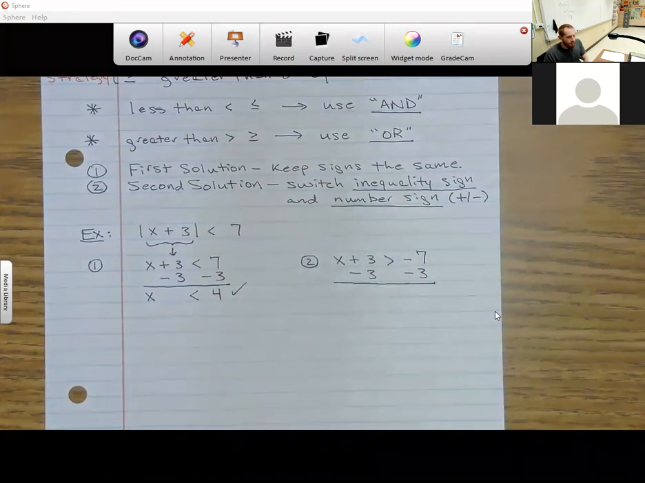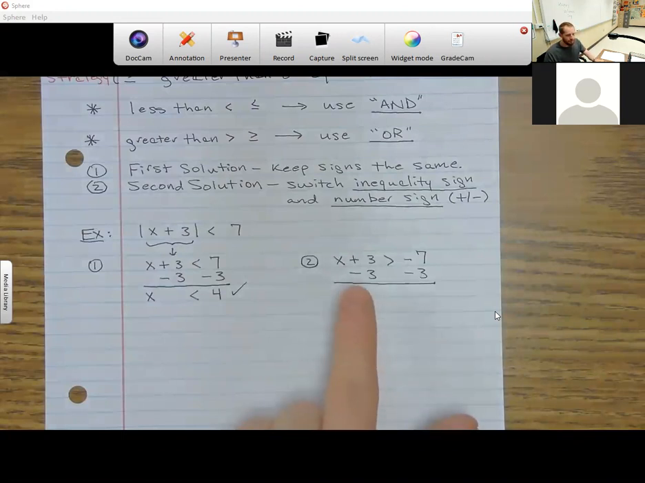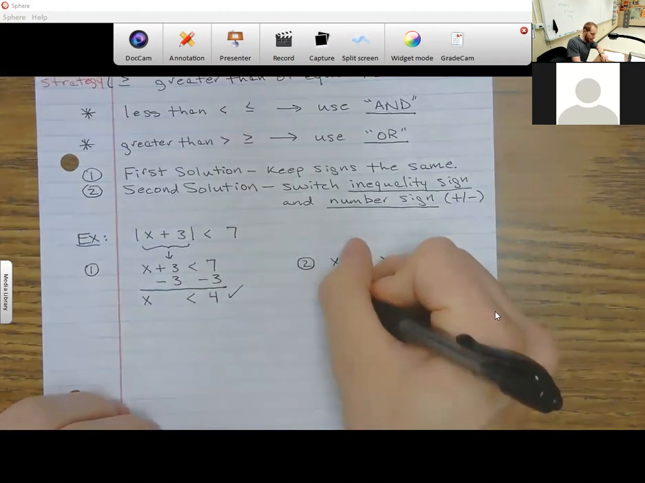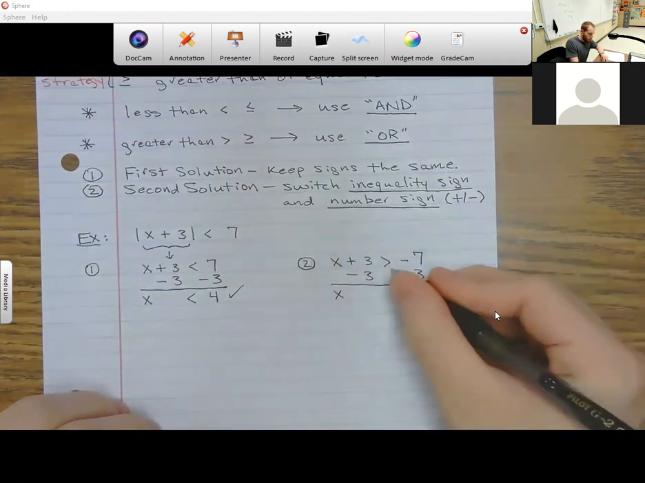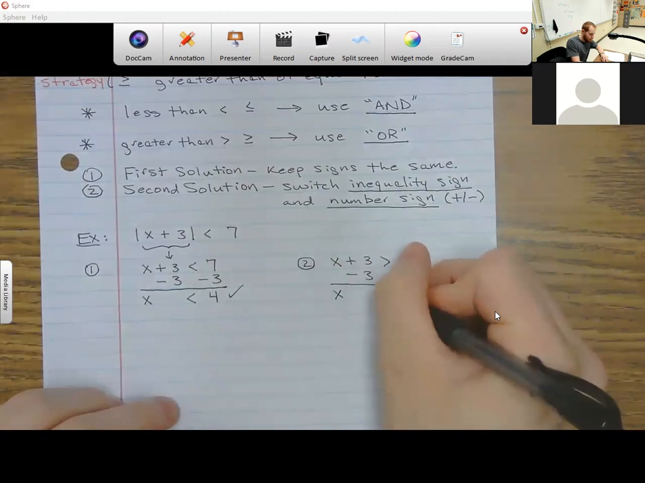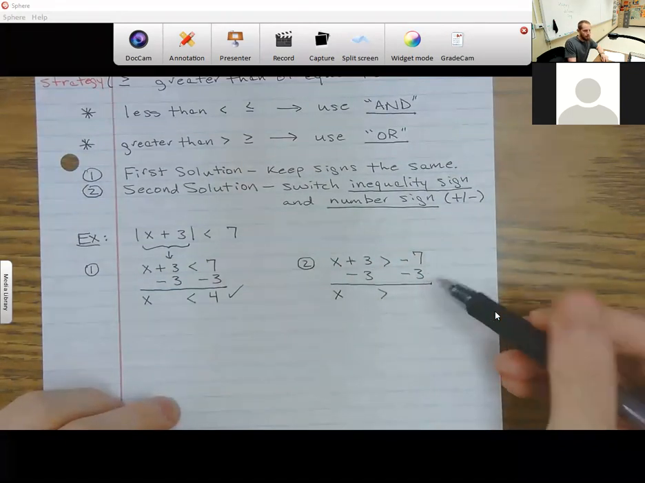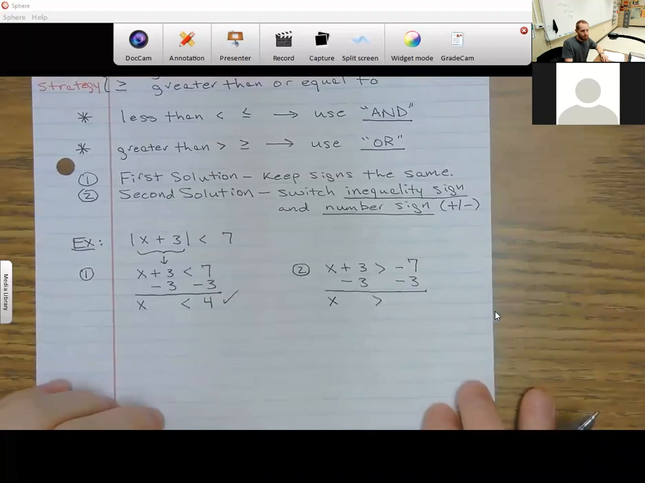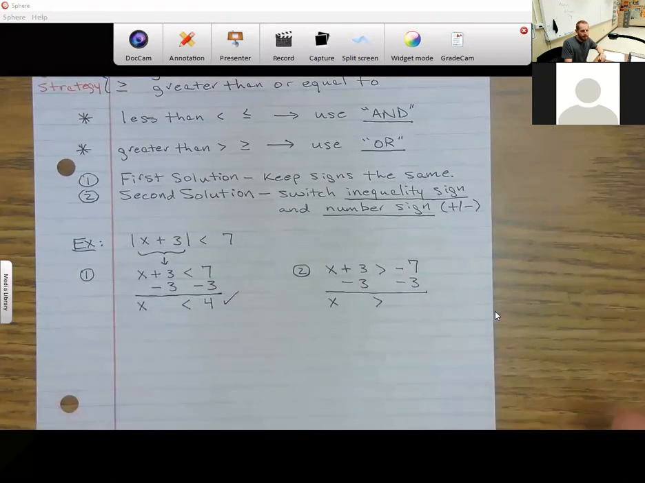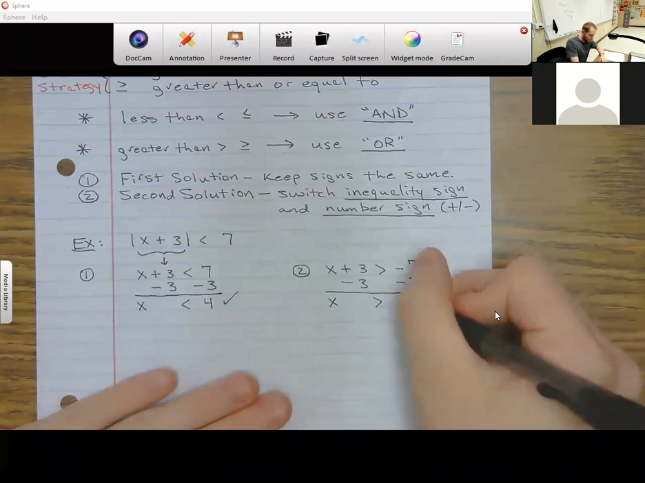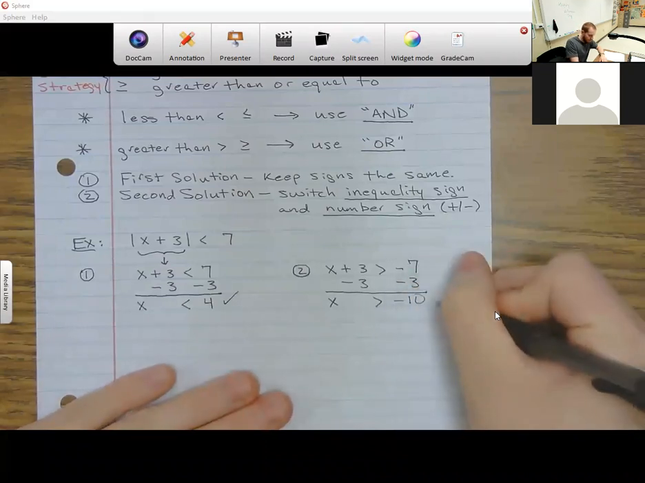So what about my second solution? What's that going to look like? Well, it's pretty much the same thing on the left side because the plus 3 and the minus 3 are going to cancel each other out. So the x is going to come down. The greater than symbol is going to come down. And then what's negative 7 minus 3? Negative 7 minus 3. That's going to be negative 10. Negative 10. Done.